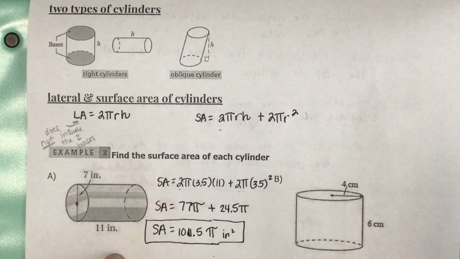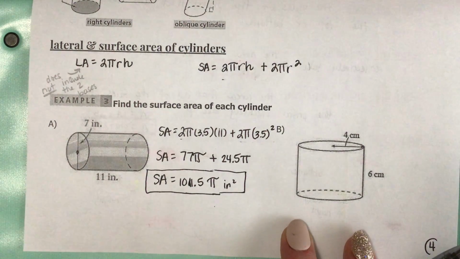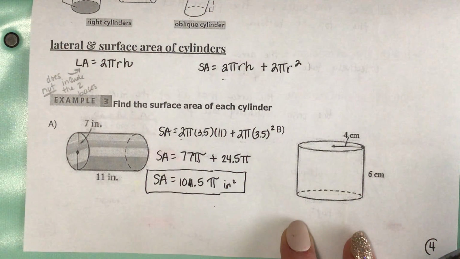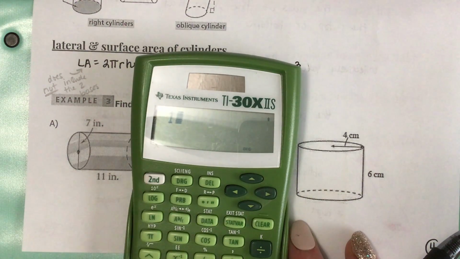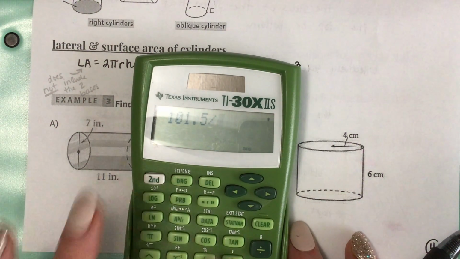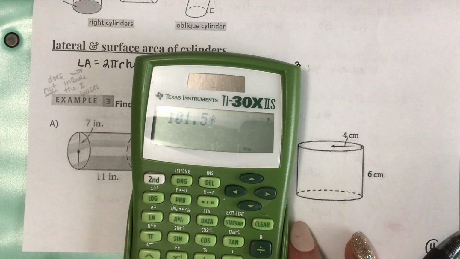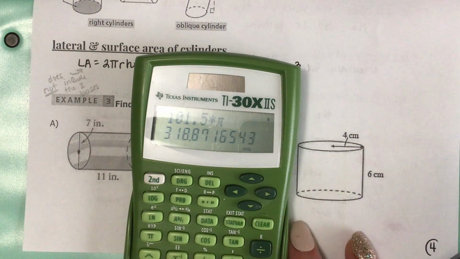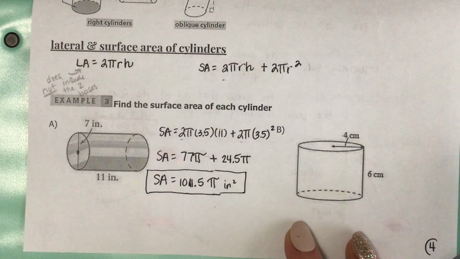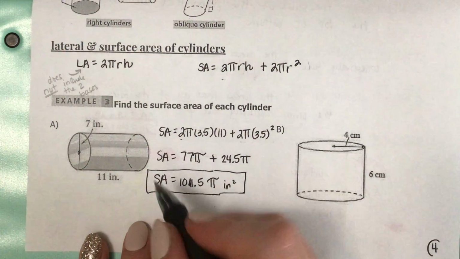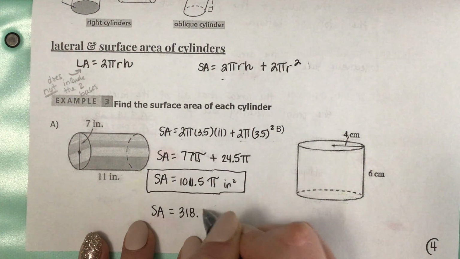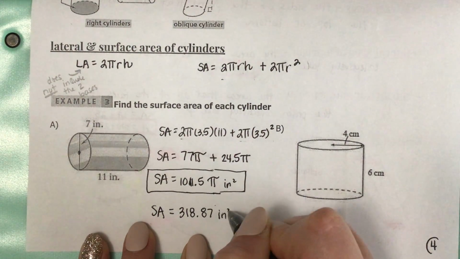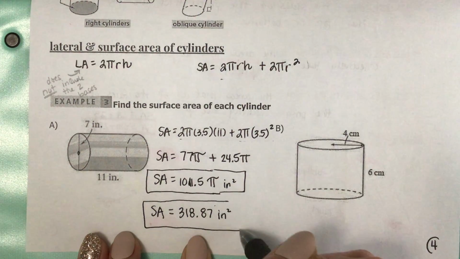Now we could leave our answer in this form, and this would be called terms of pi because we're leaving pi in the answer. But if we wanted to multiply that out, all we have to do is take 101.5 in our calculators. We're literally just going to type 101.5 times, not divided by, times, and then our pi key, and then it's not going to be in terms of pi anymore, but it is essentially the same answer, but we're going to have to round it. Another way to write our answer would be 318.87 square inches.